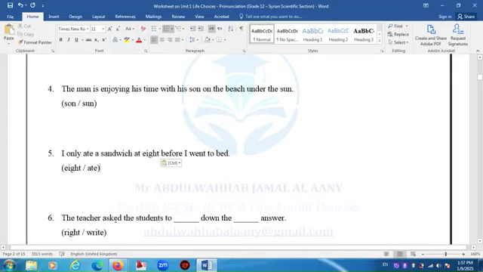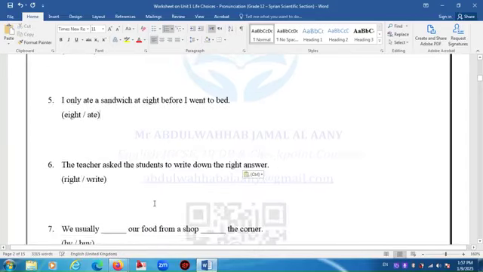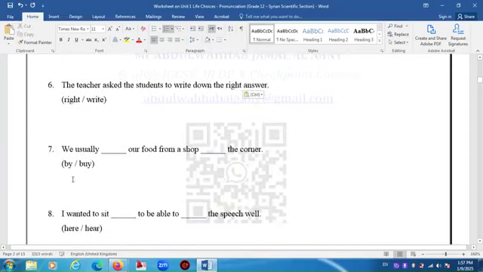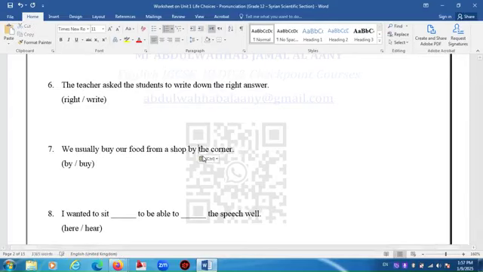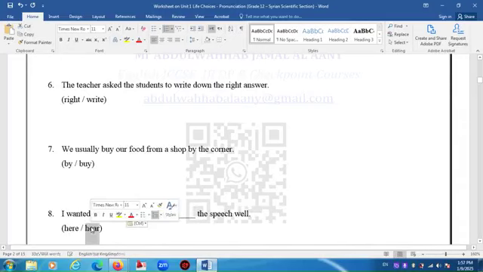The teacher asked the students to write down the correct or right answer. We usually purchase our food from a shop located on the corner or by the corner. I wanted to sit here in this place, in this location, to be able to hear, to listen to the speech well.